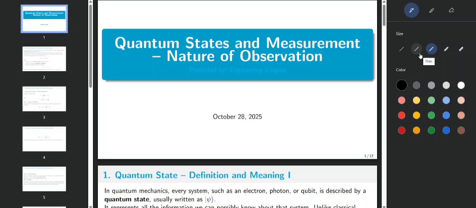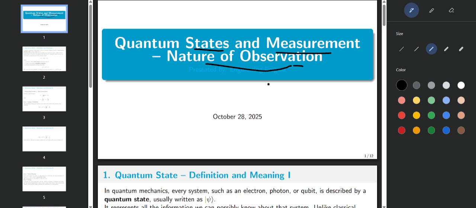So welcome back. In this lesson we are going to discuss quantum states and measurement, the nature of observation, and how it behaves. We'll understand what a quantum state means, what measurement does to a quantum system, and why observation changes the result. We will observe this in this particular video.